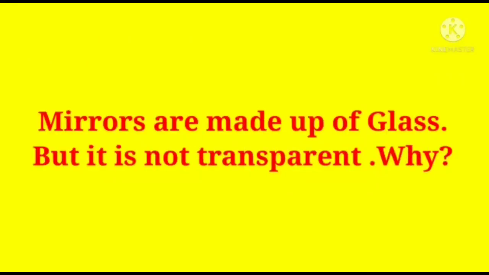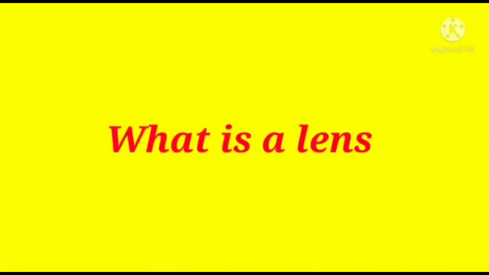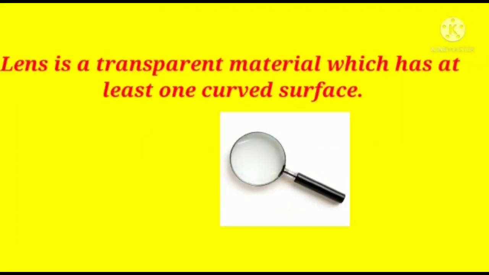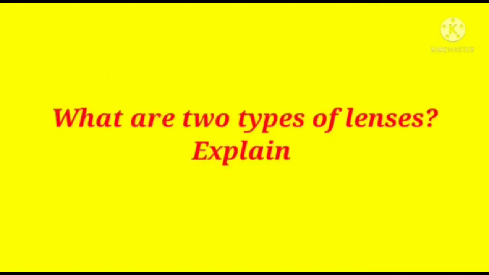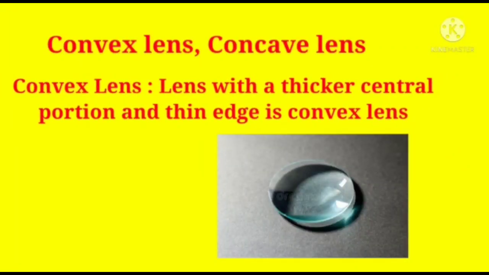Mirrors are made up of glass, but it is not transparent. Why? Mirrors do not allow light to pass through it because one side of the mirror is covered with chemical mercury and paint. What is a lens? Lens is a transparent material which has at least one curved surface. What are two types of lens? Explain. Convex lens and concave lens.